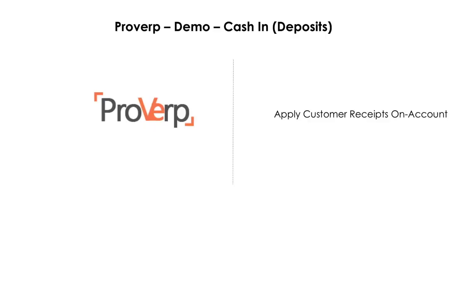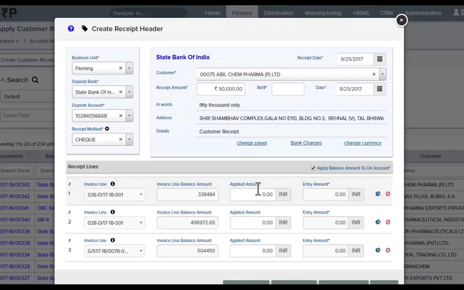Applying receipts on account is very much similar to the regular receipts, except selecting the invoice lines. Because you don't know what invoice line to apply this for, make sure to uncheck the invoice line that system has automatically selected, and select the checkbox for Apply Balance Amount to On Account. When you save the information, system will create receipt.